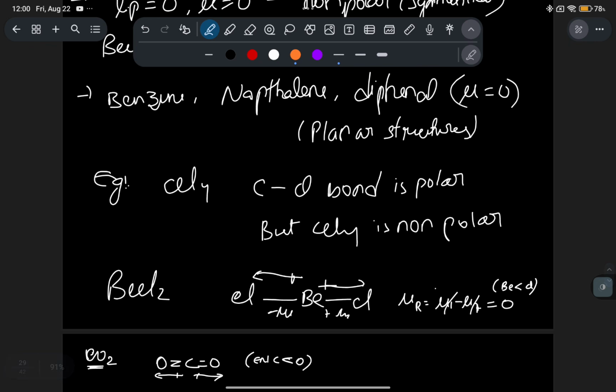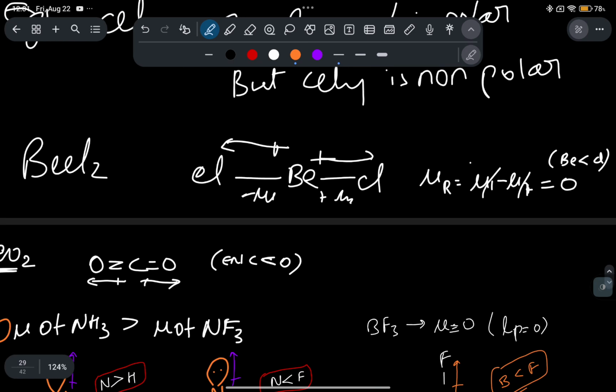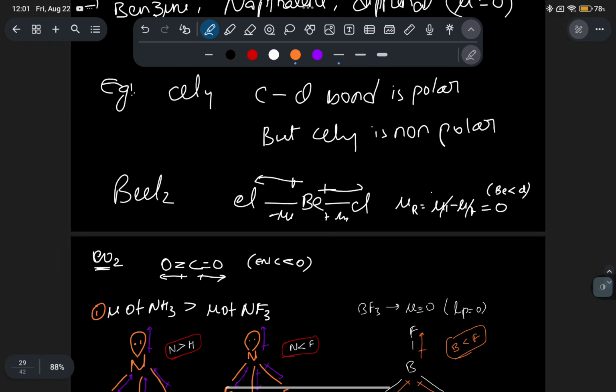CCl4: here the C-Cl bond is polar. Generally the carbon-chlorine bond is polar, but CCl4 is non-polar. Why? Chlorine has more electronegativity, so the four bonds point in opposite directions, all sides cancel by subtraction, and mu becomes 0. BeCl2 is also the same situation. Chlorine has more electronegativity, so mu value becomes 0.